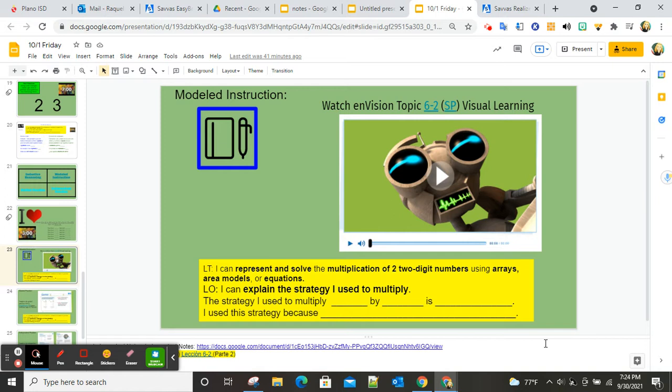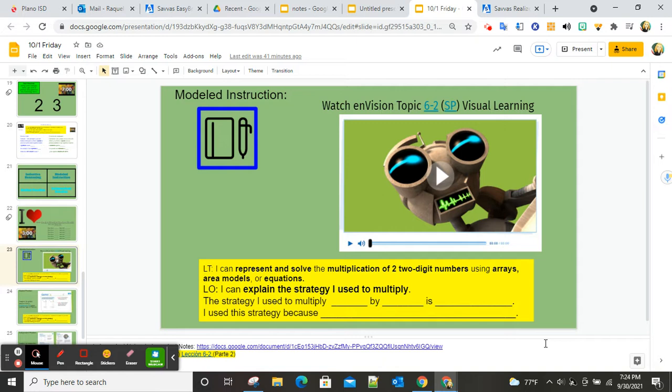Our language objective is I can explain the strategy I used to multiply. So be ready to talk about multiplying, how you multiplied. You can use the sentence stems provided to help you have conversation about multiplying.